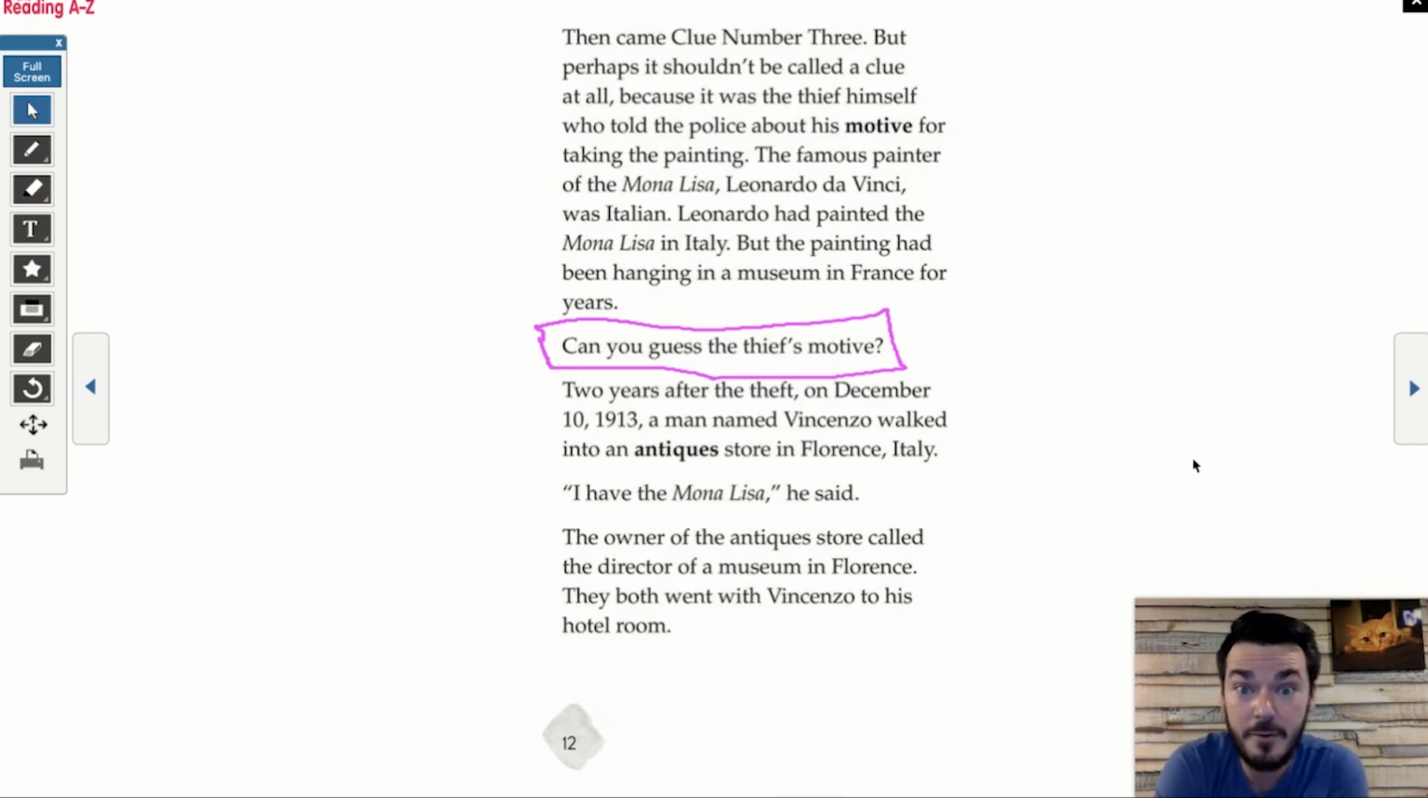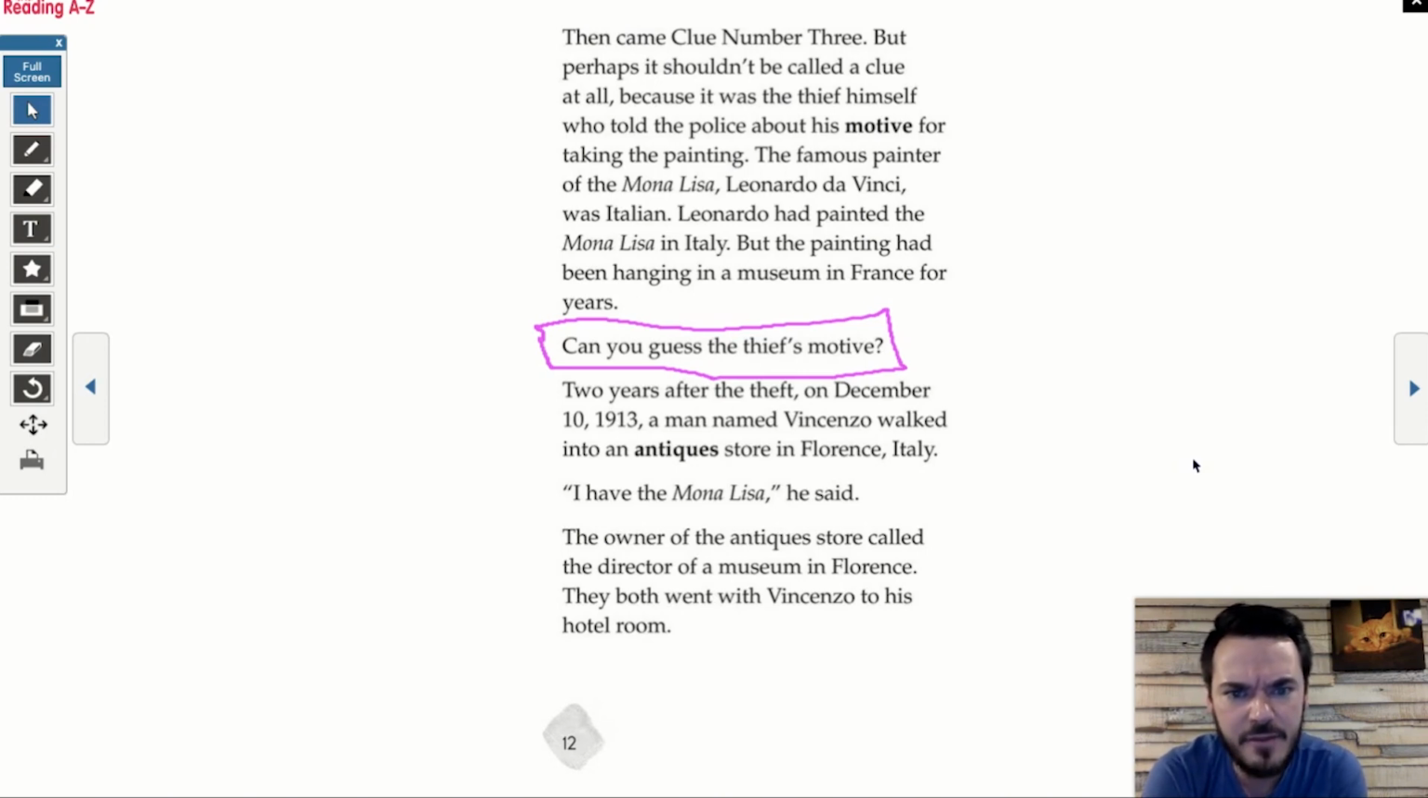Then came clue number 3. But perhaps it shouldn't be called a clue at all, because it was the thief himself who told the police about his motive for taking the painting. The famous painter of the Mona Lisa, Leonardo da Vinci, was Italian. Leonardo had painted the Mona Lisa in Italy, but the painting had been hanging in a museum in France for years. Can you guess the thief's motive? I know this is a question we're all wondering. Can you, friends, if you look back at that information?